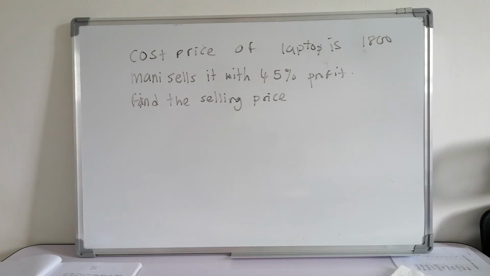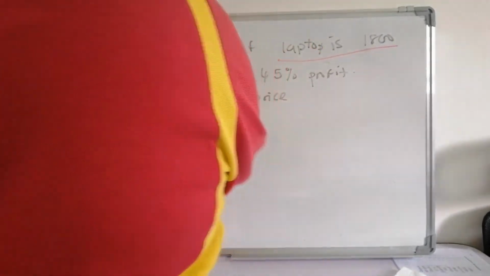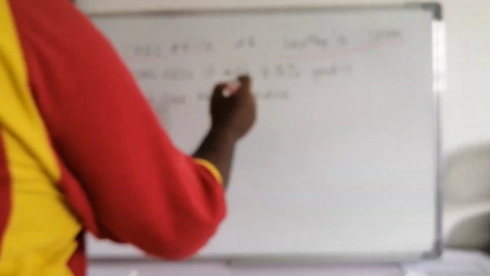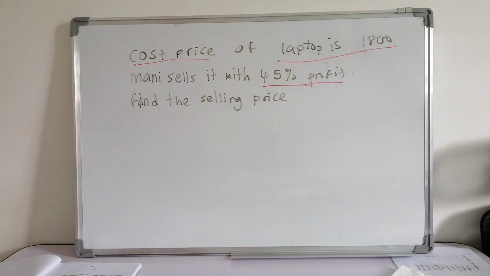Okay, look at this question. Cost price of a laptop is 1800. Money sells it with 45% of profit. Find the selling price. Now in this question, this is the cost price and profit 45%. Profit means we must remember we are getting more money from the cost price. More money means it is more.